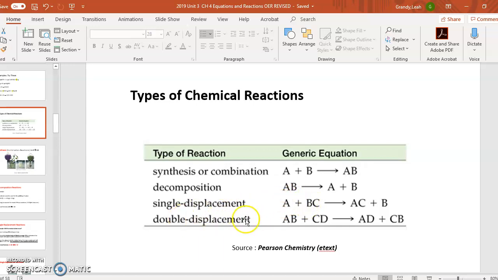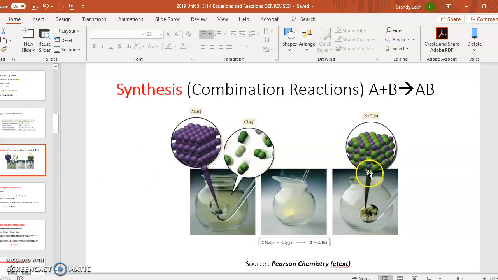In a double displacement reaction, AB and CD means we have a metal and non-metal, so we have a compound and another compound. And what happens is the 2 positive ions switch places. So I'm going to go through each of those using some diagrams.